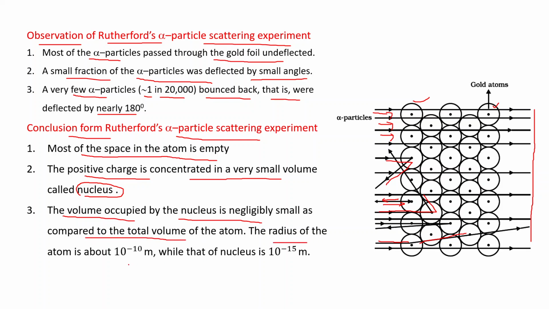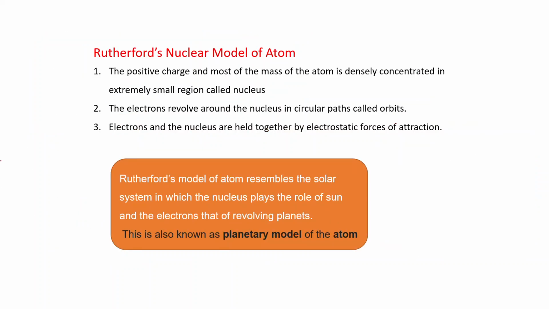The radius of the atom is about 10 raised to the power minus 10 meter, while that of the nucleus is 10 raised to the power minus 15 meter. Rutherford's nuclear model of atom. The positive charge and most of the mass of the atom is densely concentrated in an extremely small region called the nucleus. You can see this nucleus was discovered by Rutherford.